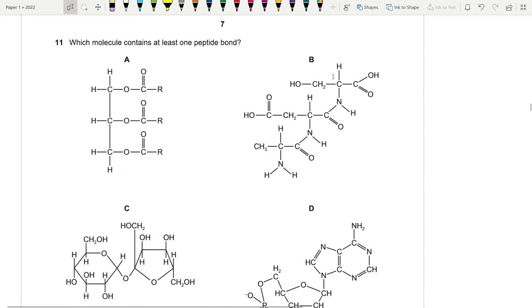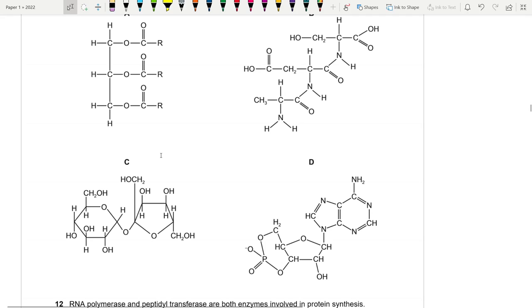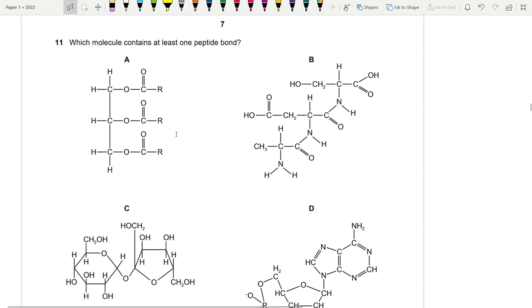Moving on to 11, which molecule contains at least one peptide bond? A is a triglyceride. C is basically disaccharide. It's between B and D. What is B? Look at this, CONH. 11B, peptide bond.